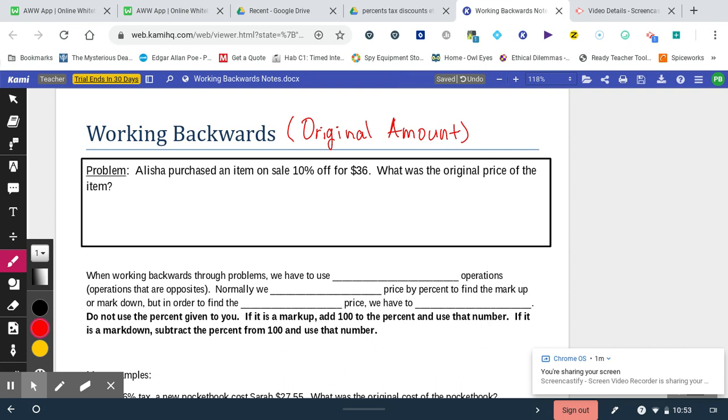All right, and I gave you an example. Now we're not going to do this to start off with, but I'm going to show you exactly what I'm talking about as far as looking for an original amount. It says Alicia purchased an item on sale for 10% off for $36. So basically, after they gave her the 10%, she ended up paying $36. So I want to know what was the original price of the item. In other words, before the 10% was applied, what was the original price?